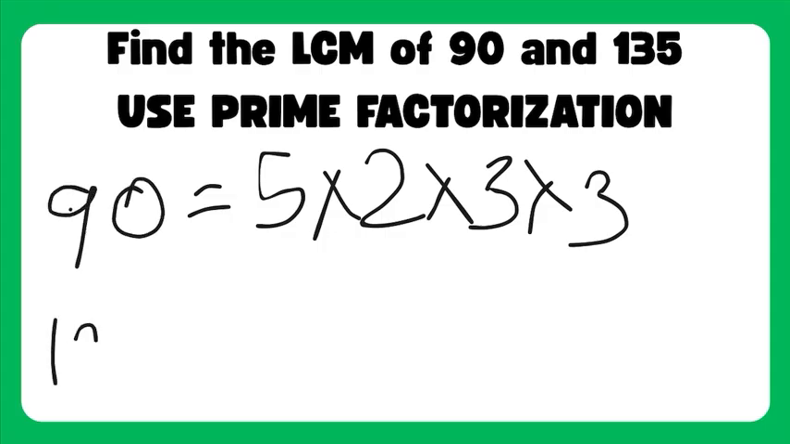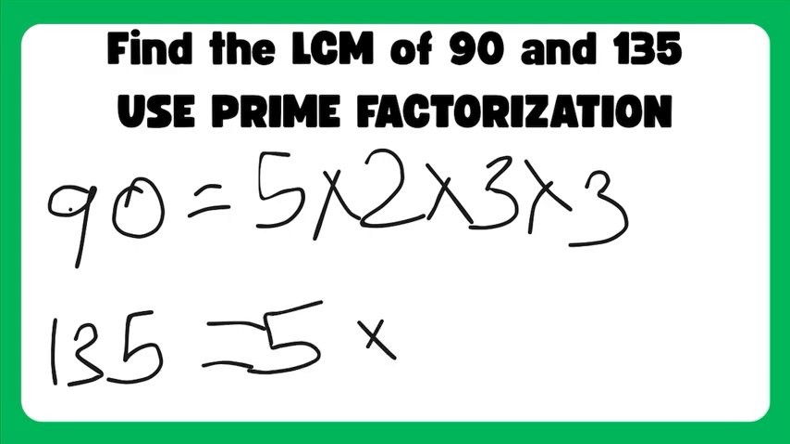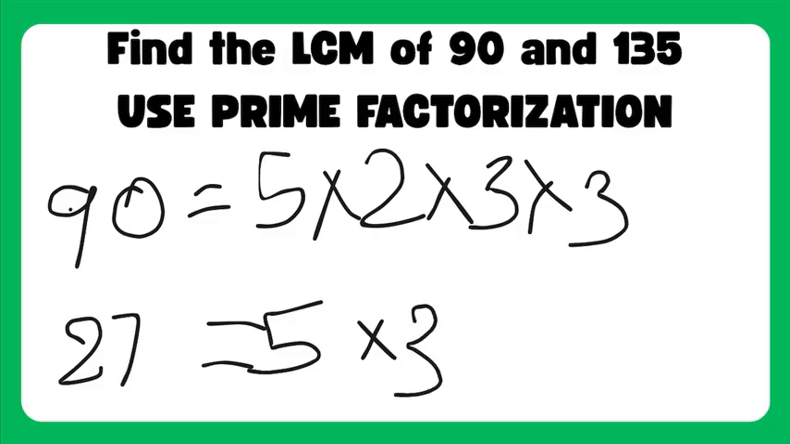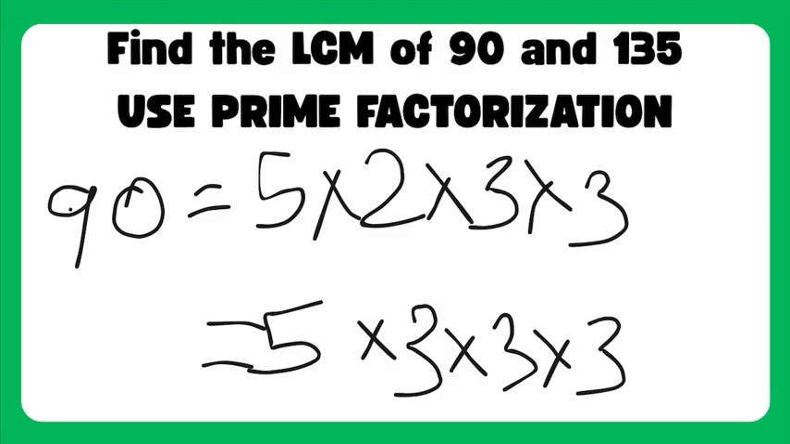Now we have 135. Again, this ends in 5, so we can put a 5. Now, if we divide 135 by 5, that will give us 27. And now 27 is just 3 times 3 times 3. So we have already finished this number. So then we have 135. Now we have all this.